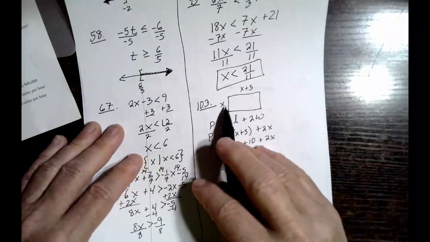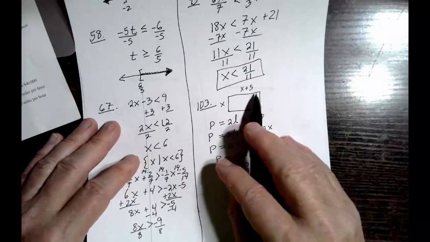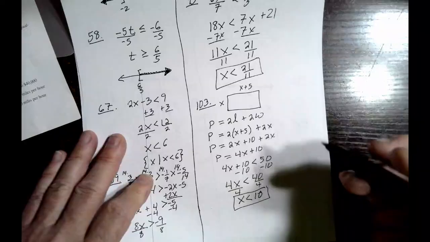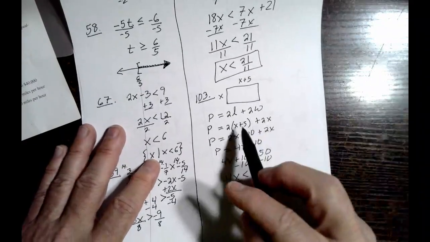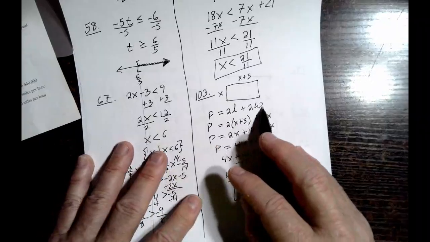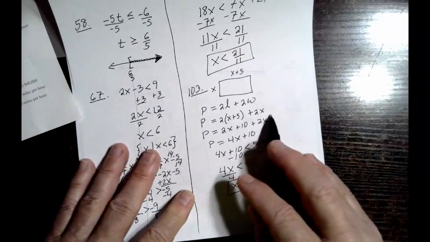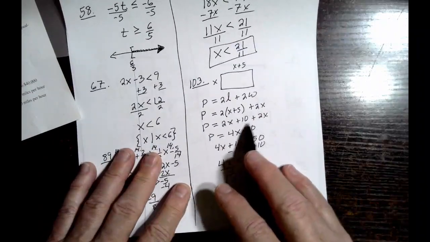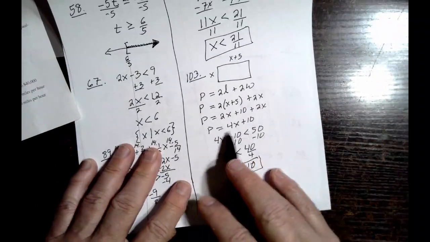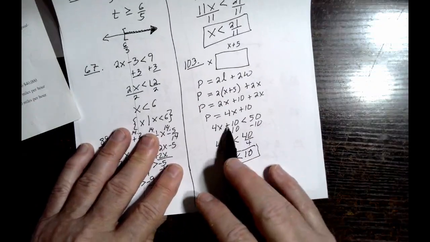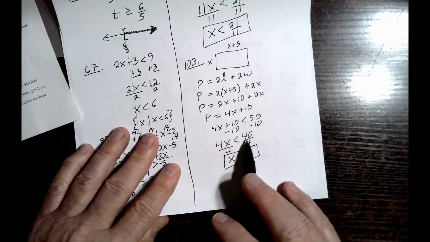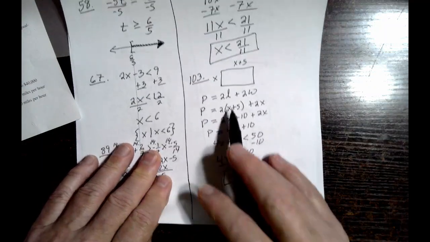This one shows you a rectangle with width x and length x plus 5, and they ask you for what value of x is the perimeter less than 50. So the perimeter is 2L plus 2W, and your L is x plus 5, and your W is x. Multiply those out and combine like terms, you get this. So this is your perimeter. And you want your perimeter to be less than 50. So there's your inequality. Subtract 10, divide by 4. So x less than 10 will create a perimeter less than 50.